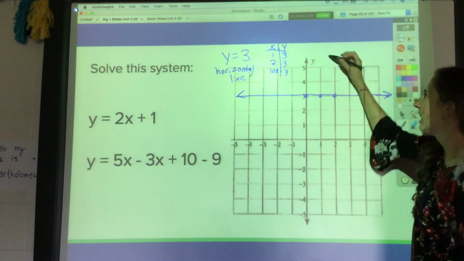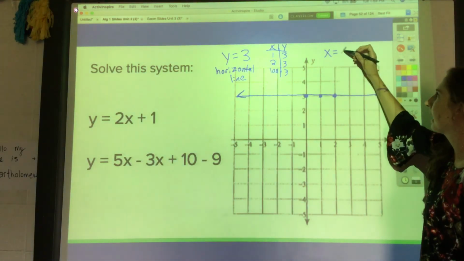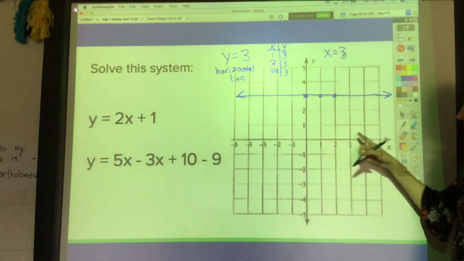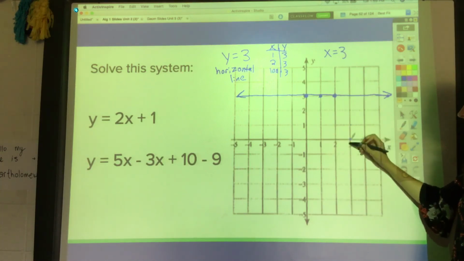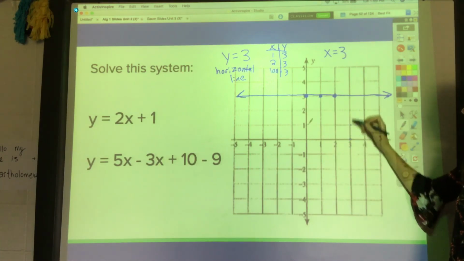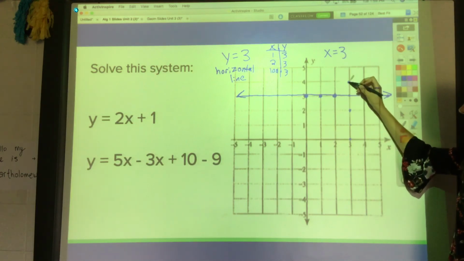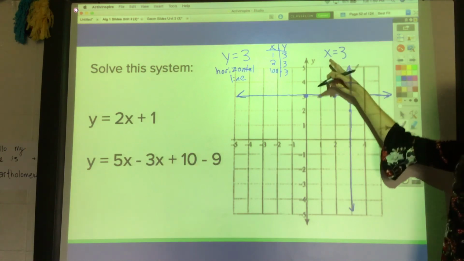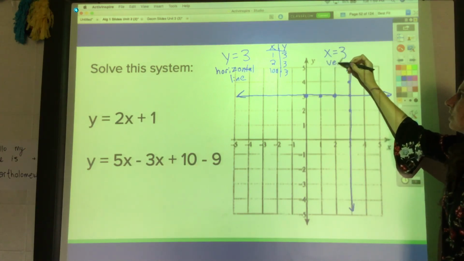If you ever get an x equals a number, like x equals 3, go to where x is 3, which is here, and also here, because this is 3, 1, and 3, 2, and 3, 3, and 3, 4, and that forms a vertical line. So if you ever have x equals a number, it's a vertical line.